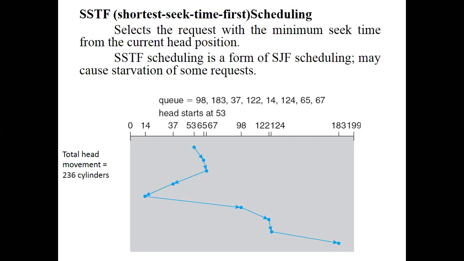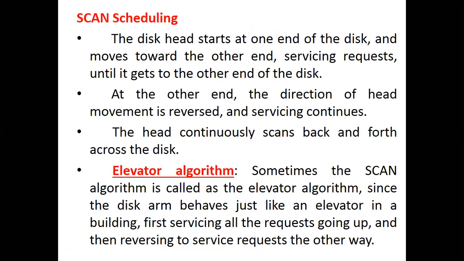Since the right side service is giving you a minimum value, we are servicing the request 67. Again, from 67, I'm considering the left side request and the right side request: 67 minus 37 and 67 minus 98. So the minimum value is 67 minus 37, so I'm moving in the left side direction. Like that, I'm continuing until all the requests in the queue are satisfied. So the total head movement for this algorithm is 236 cylinders.